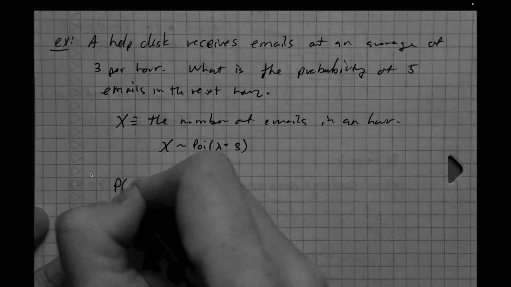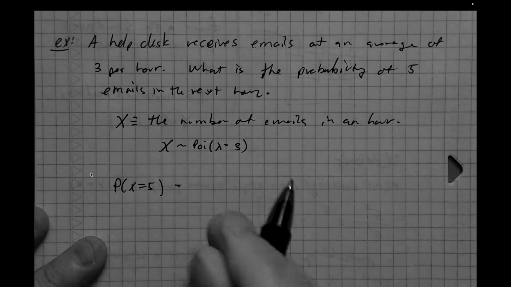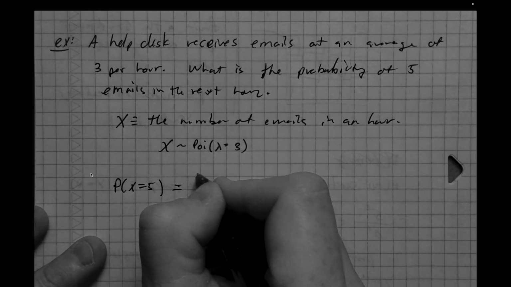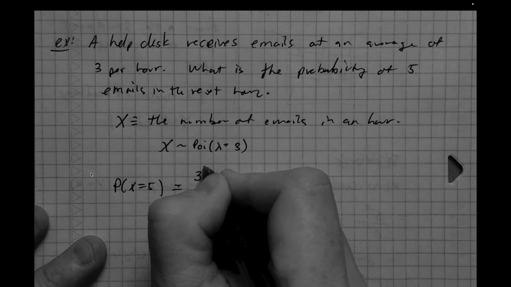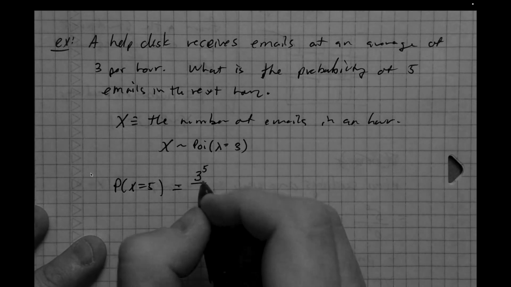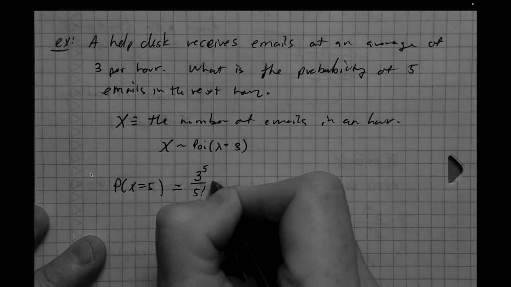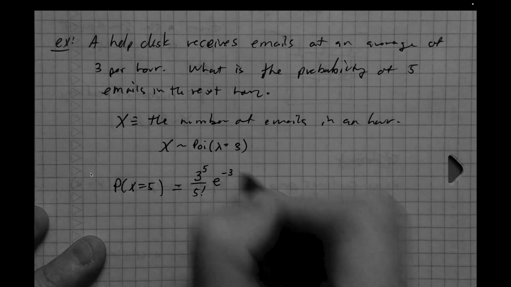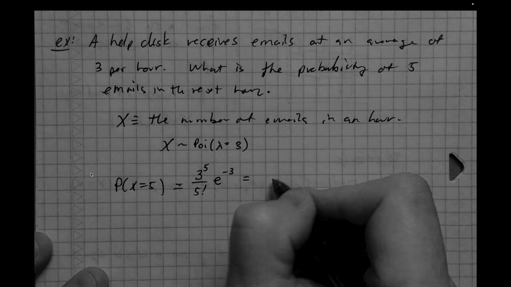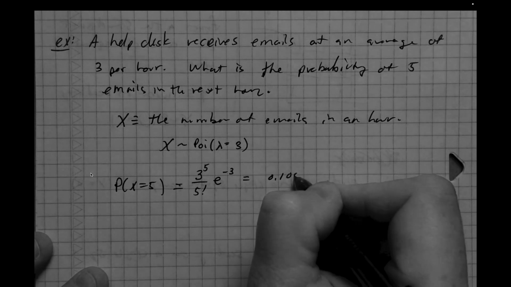And so the probability that x is equal to 5 emails in the next hour is just equal to 3 to the 5th power, lambda to the y power, over y factorial, which is 5 factorial, times e to the negative lambda, which is e to the negative 3rd. Okay, and so you can calculate that, and you should get something like 0.1008.